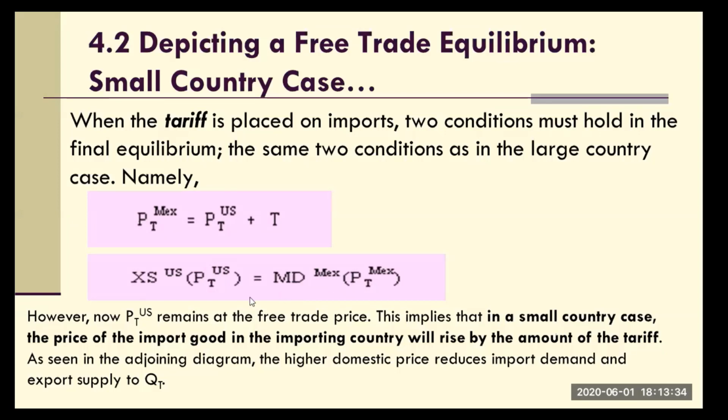So now the price in the US remains the free trade price. This implies that in a small country case, the price of the imported good in the importing country will rise by the amount of the tariff, as seen in the adjoining diagram. The higher domestic price reduces import demand and export supply of the quantity Q of T.